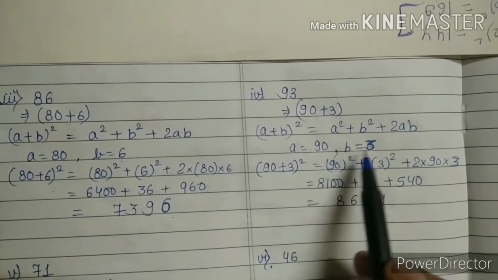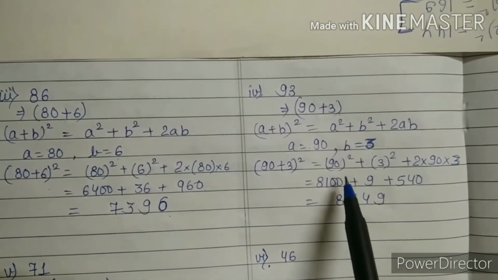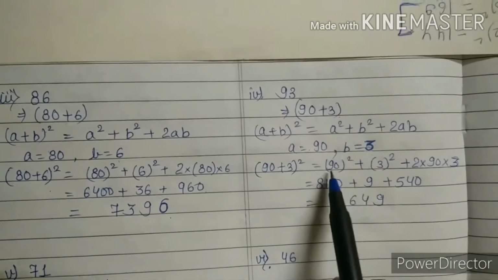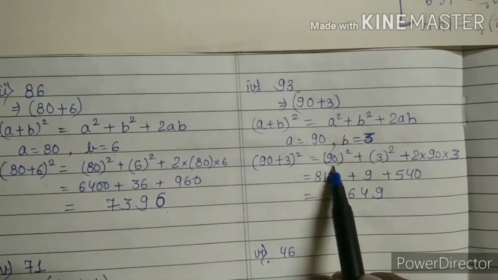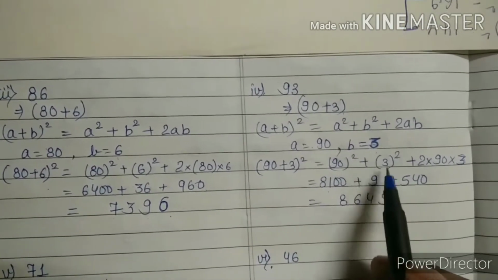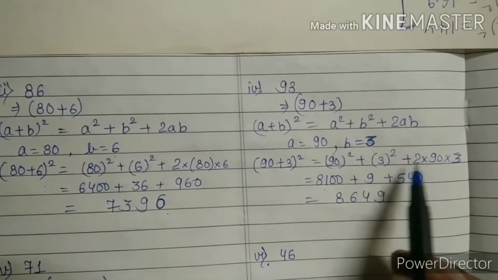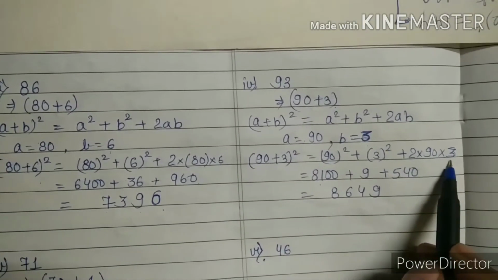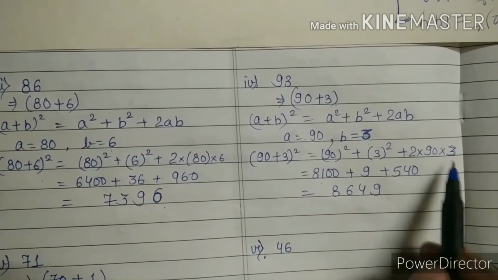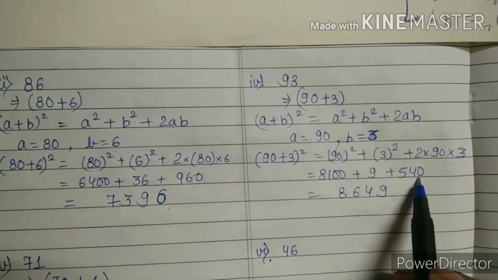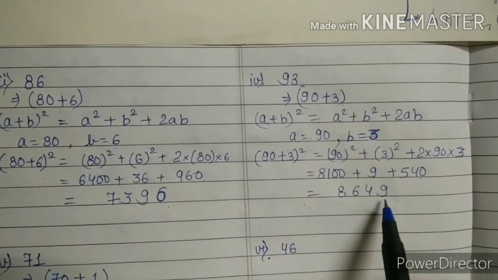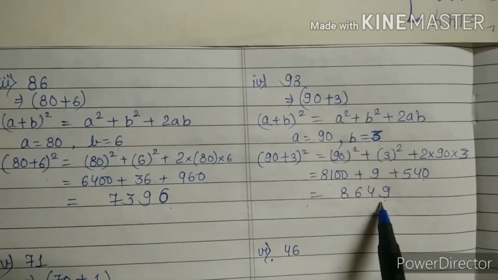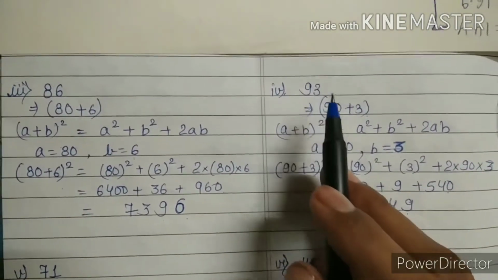After putting the values of A and B in the identity, we got 90 square. For the 90 square, 9 square is 81 and 0 square is 00, plus 3 square is 9, plus 2 into 90 into 3. After doing the multiplication, we got 540. After doing the addition of them, we got 8649, which is the square of 93.